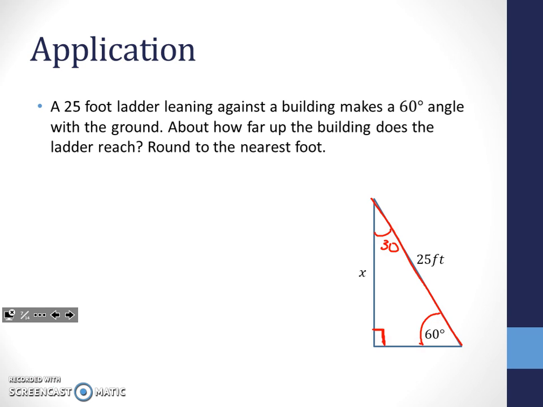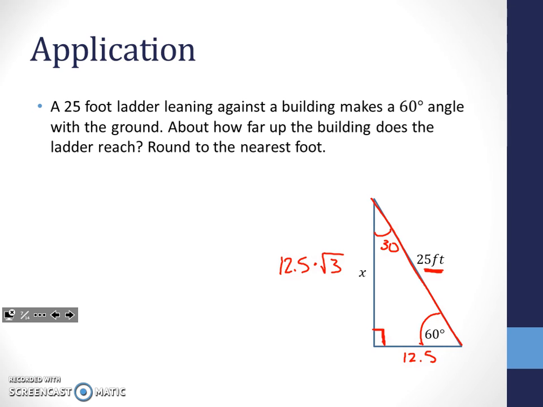So this is the 30, 60, 90 triangle, and I know my hypotenuse. Now, remember the relationship between your hypotenuse and your short side. Well, my short side is going to be half of that. So I know my short side is 12.5. And then I can make the jump from my short side to my long leg, because I know my long leg is going to be my short side, which is 12.5, times the square root of 3.